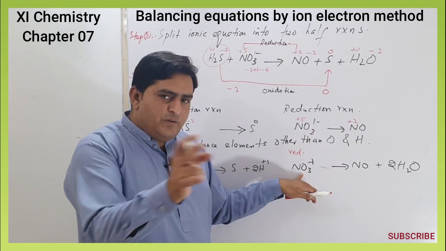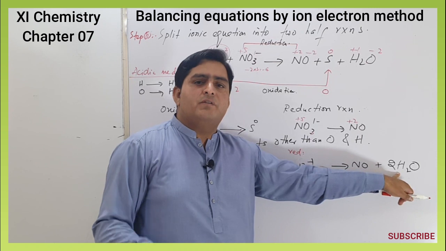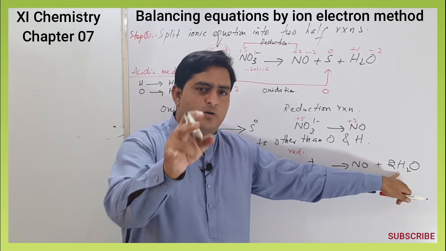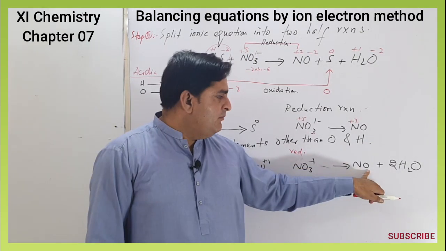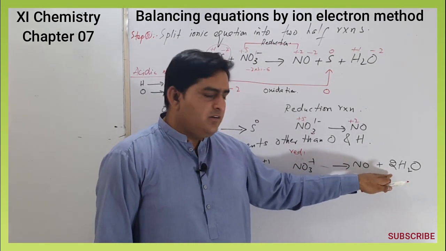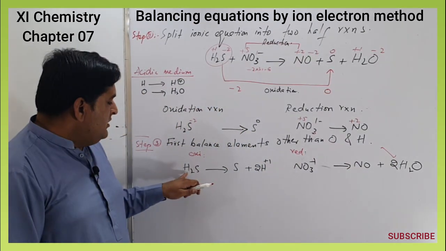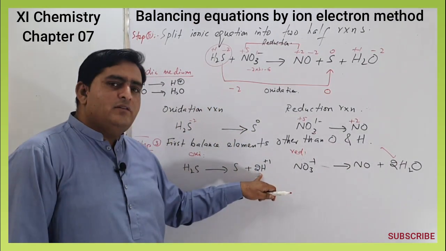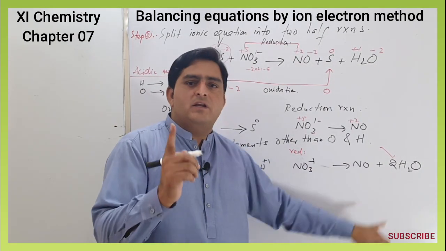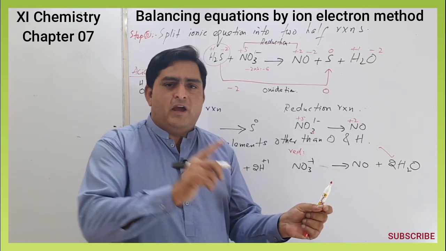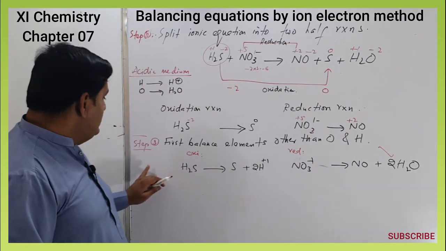The side that is deficient in oxygen will be given water molecules equal to the number of deficient oxygen atoms. Here there are 3 oxygen atoms and here there is 1 oxygen atom. So 2 oxygens are less at this side, and we have added 2 water molecules. This is the way. For hydrogen, we write hydrogen ions on the deficient side. For oxygen, we write water on the deficient side. For each oxygen, 1 water. If 5 oxygens are deficient, 5 waters will be added. So this is the way of balancing this step.